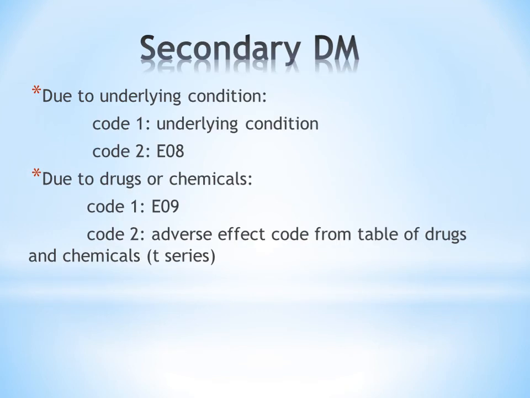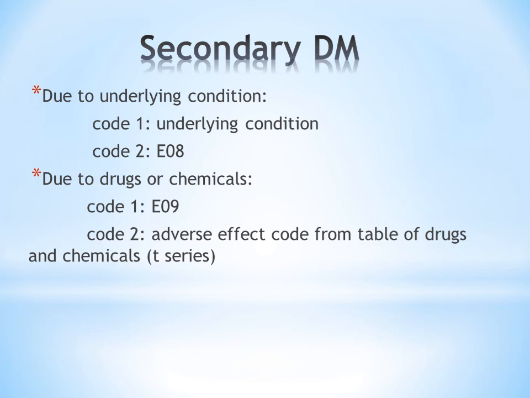Next, we will discuss secondary diabetes mellitus. Here the first one is due to underlying condition. So this means if diabetes mellitus occurs due to some other underlying condition, for example cystic fibrosis or malignant neoplasm, due to that reason, then the first code is the underlying condition. That is, if it is due to cystic fibrosis, then our first code is the code for cystic fibrosis. And our second code is E08 series.